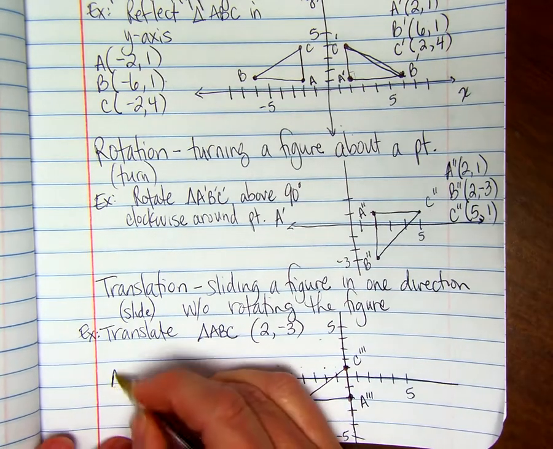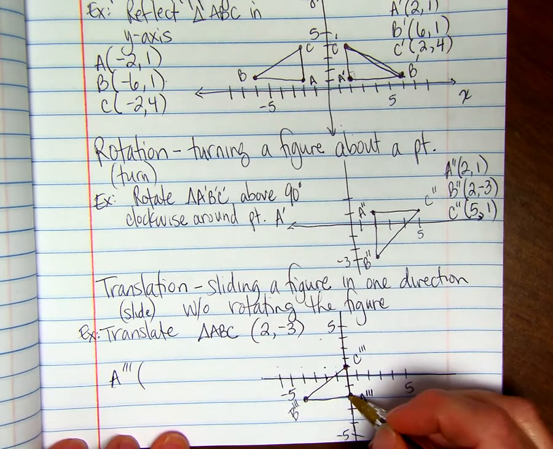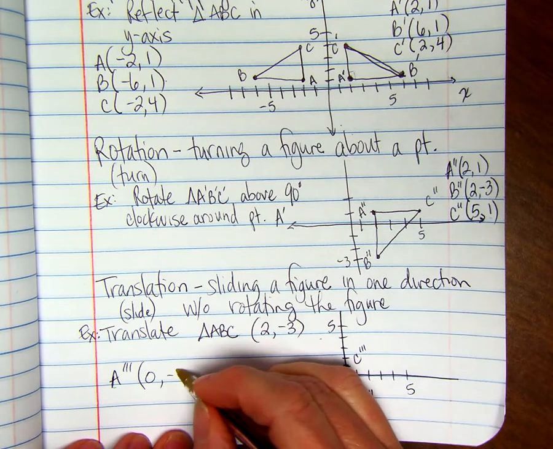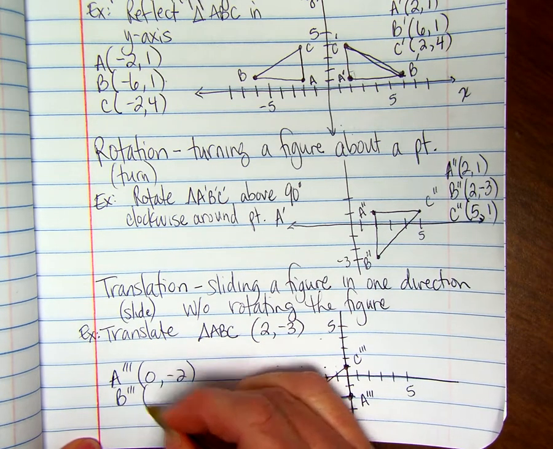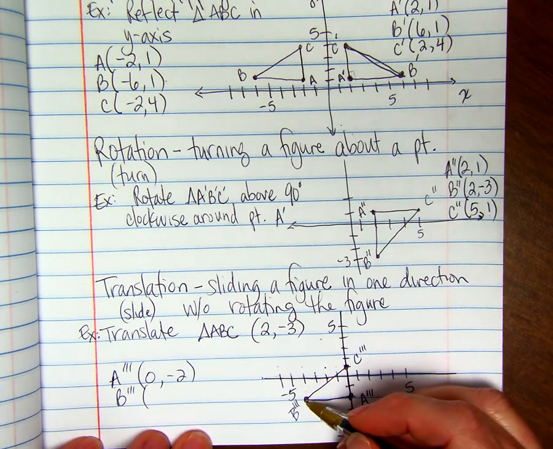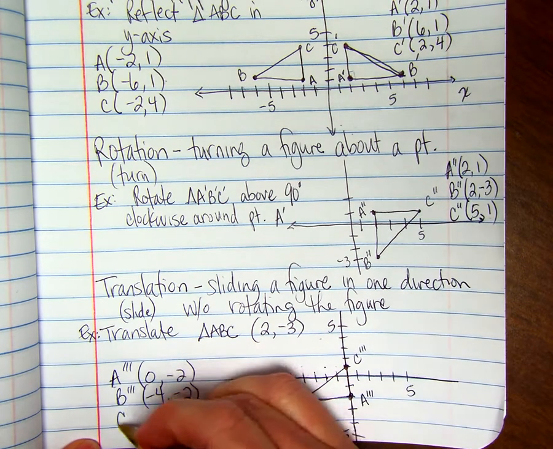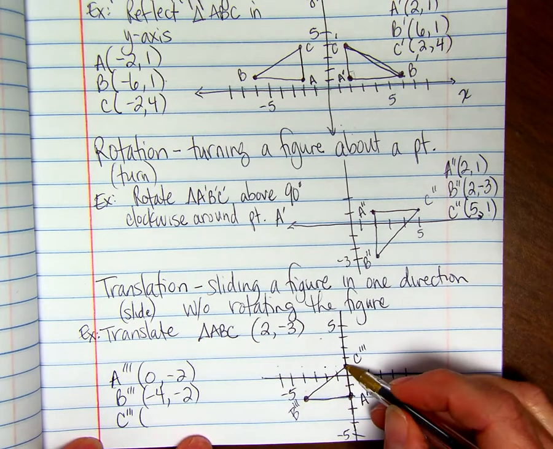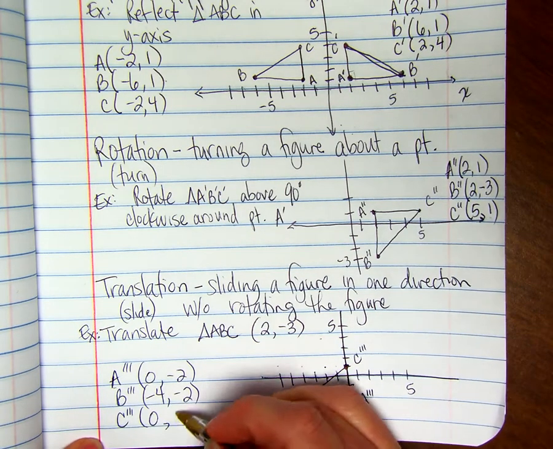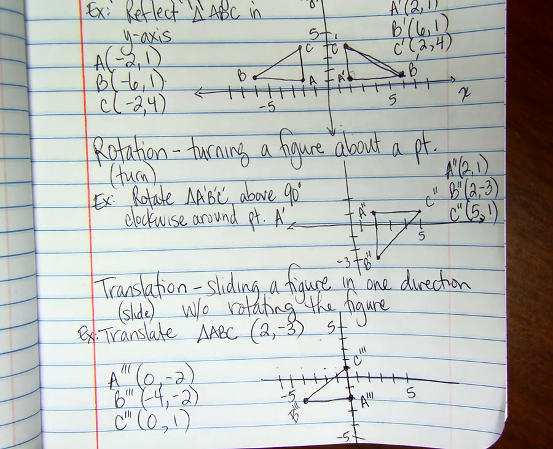Then we list our points. A triple prime ended up at 0, -2. B triple prime ended up at -4, -2. And C triple prime ended up at 0, 1. Okay, I'm going to turn the page.